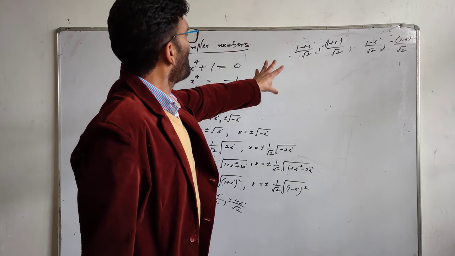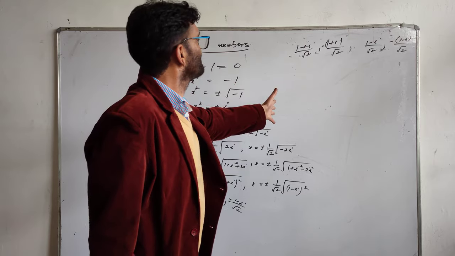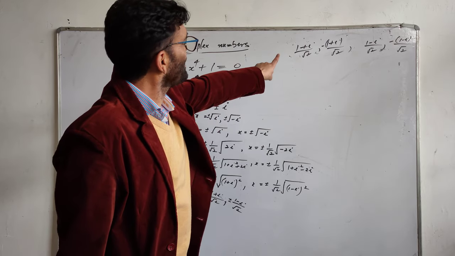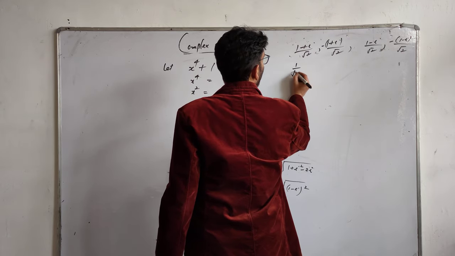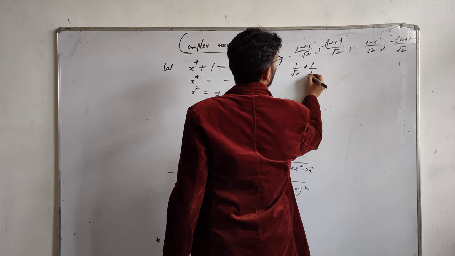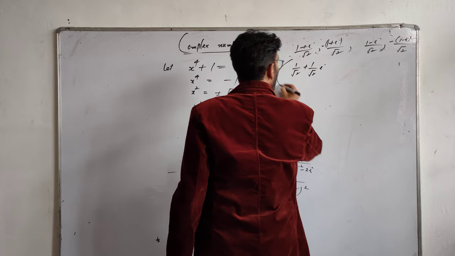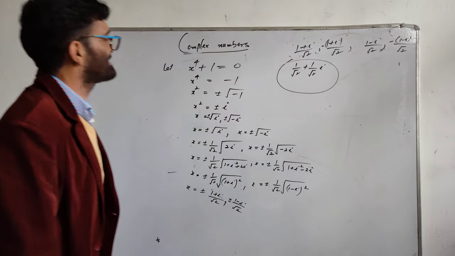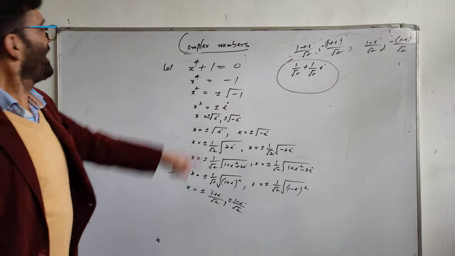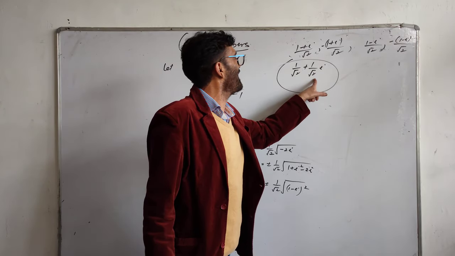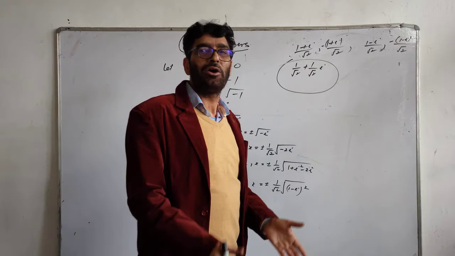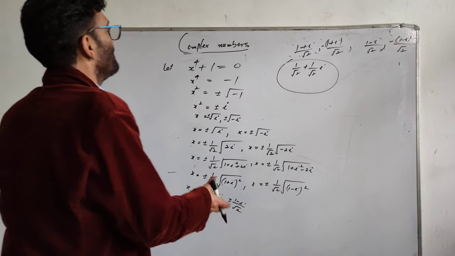Each number is of a different class. That is, here we have 1 by under root 2 plus 1 by root 2 iota. It is the combination of two parts representing a number, representing the root. This is the real part, this is the imaginary part. It is where the complex numbers come into play.